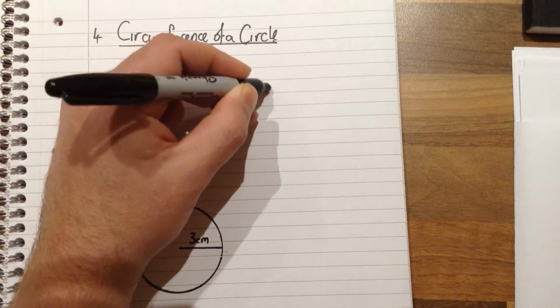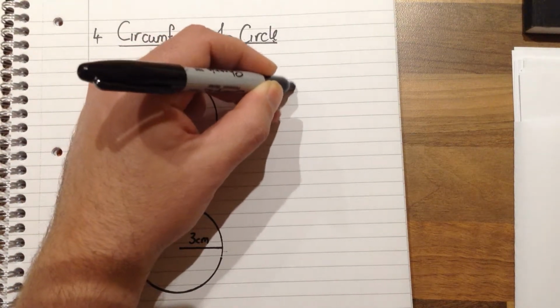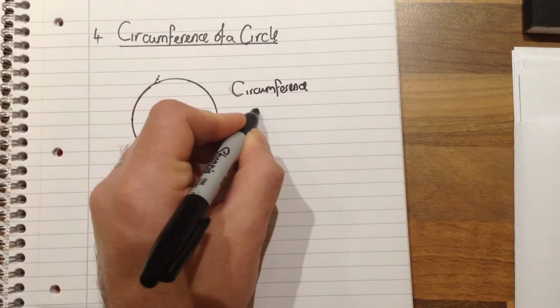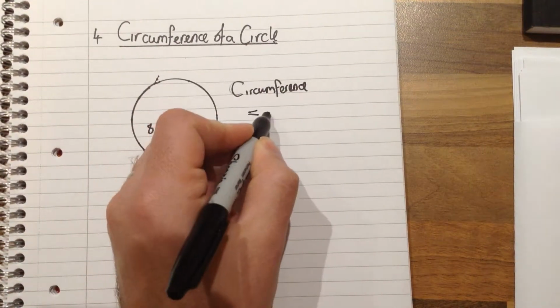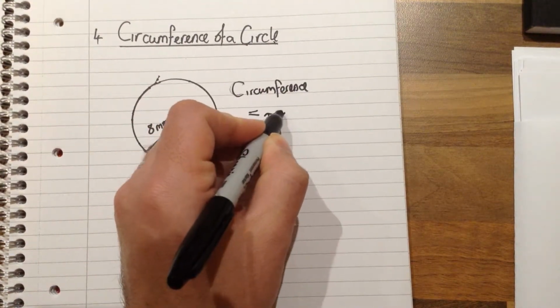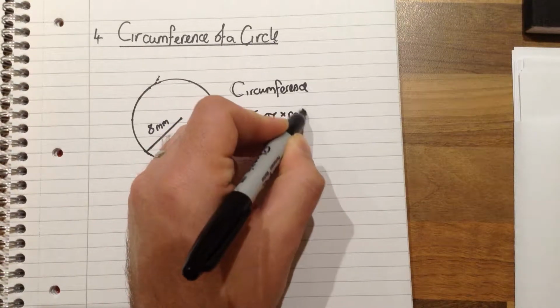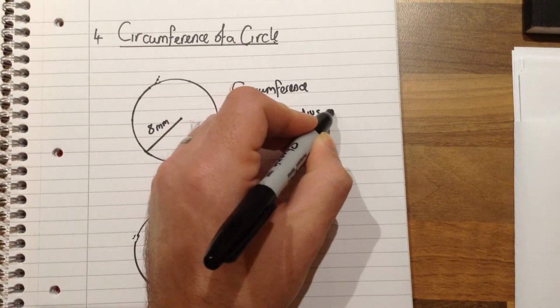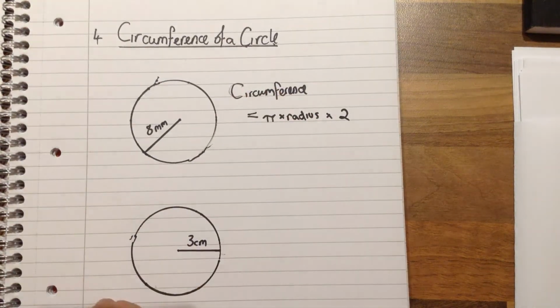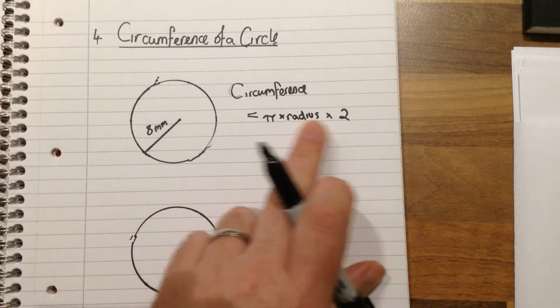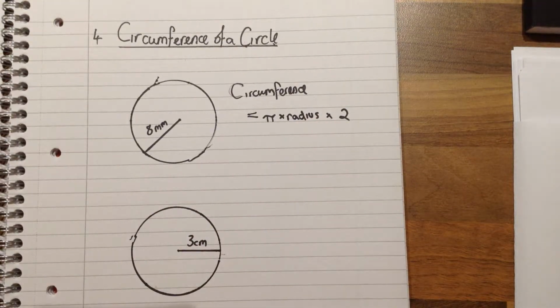So we've got that circumference is equal to pi times by the radius times by 2. Whilst it does look similar to the area formula, it's times by 2, not times by the radius again.